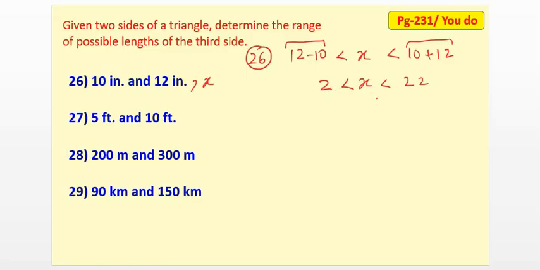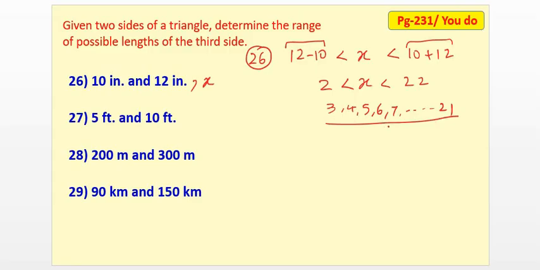Please do not think that it's the mid value, because I remember some students in the class were trying to find the mid value of 2 and 22. It's not like that. It means that all the values that lie between 2 and 22 can be the measurement of the third side. For example, 3, 4, 5, 6, 7 onward until you reach 21. So all these are the possible values if I take only the whole numbers.